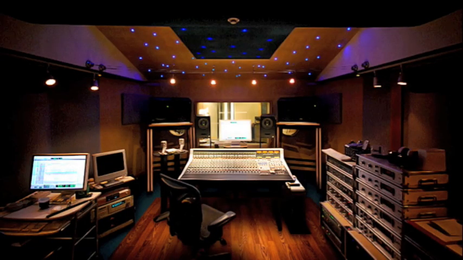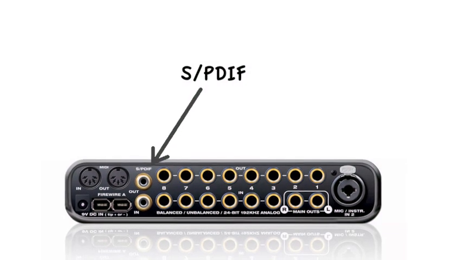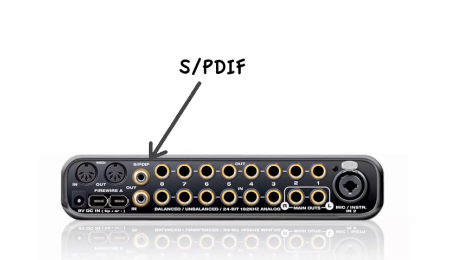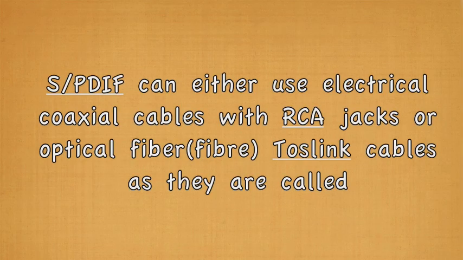So let us now take a closer look at the most common digital connections found in modern studios. S/PDIF can carry stereo channels and does not require an external word clock or synchronization since it is embedded in the signals. S/PDIF is more often used in consumer audio, but is sometimes found in professional audio equipment as well. S/PDIF can either use electrical coaxial cables with RCA jacks or optical fiber TOSLINK cables as they are called.